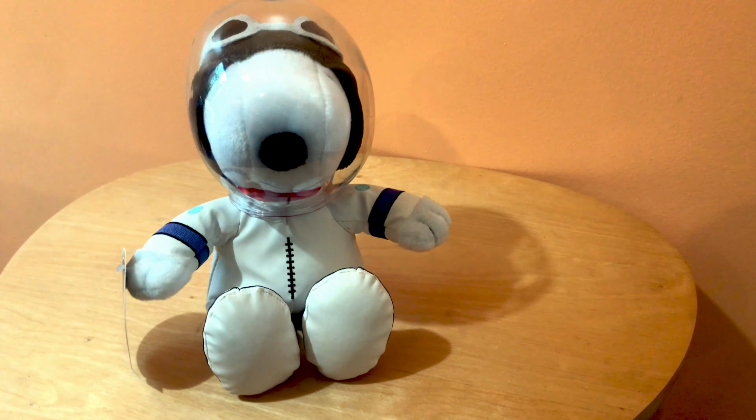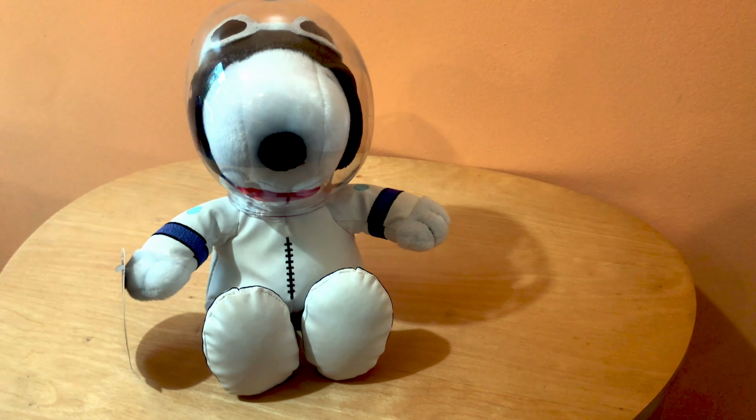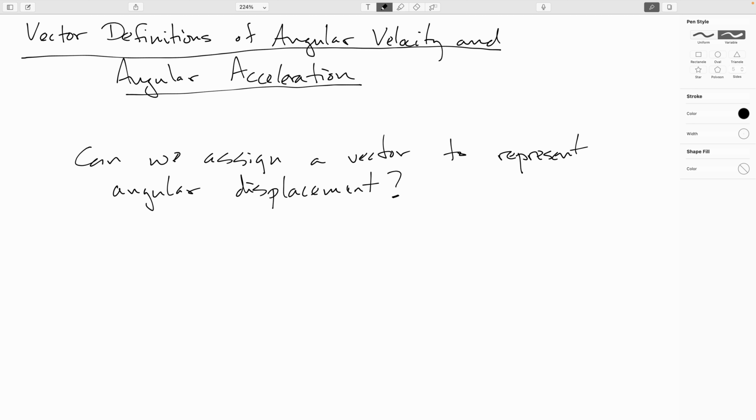So thank you, Snoopy, for helping us to figure out that angular displacements don't commute, and therefore we cannot represent angular displacement with a vector. Okay, and so we've seen that because angular rotations do not commute, we cannot represent angular displacements with vectors. However, it does turn out that we can use vectors to represent angular velocities.